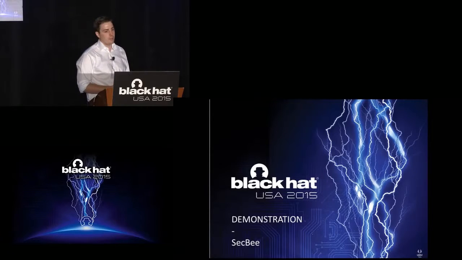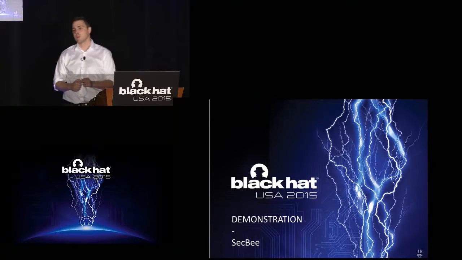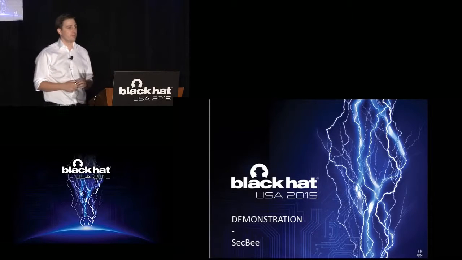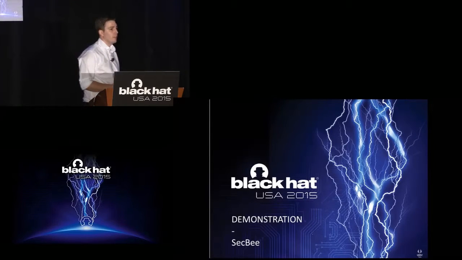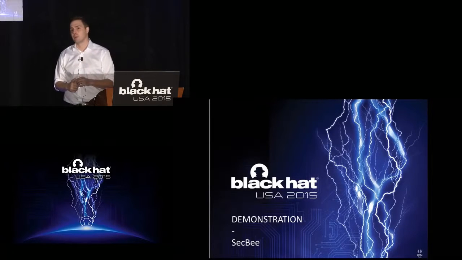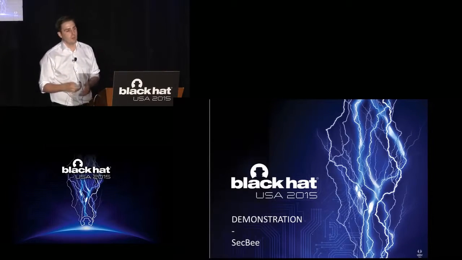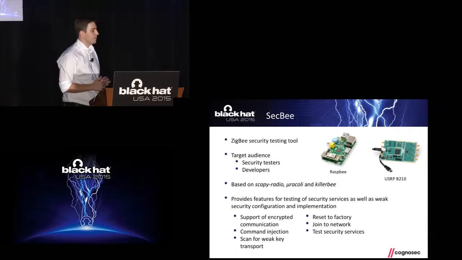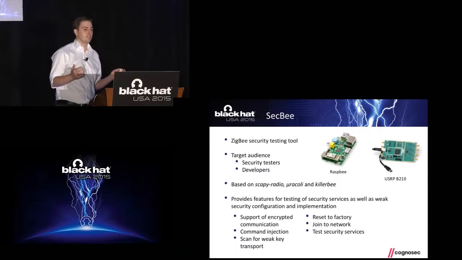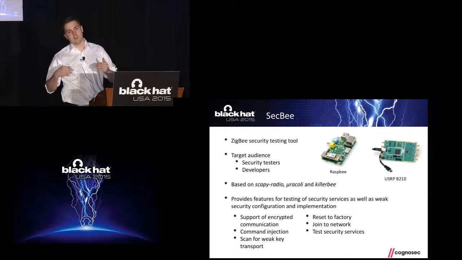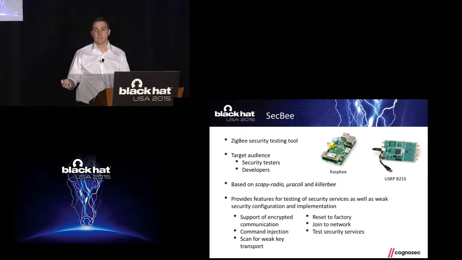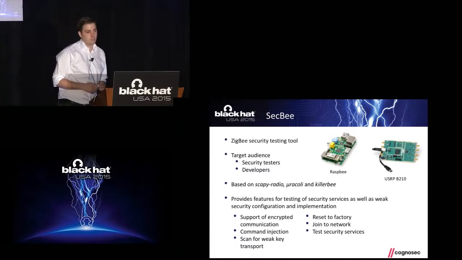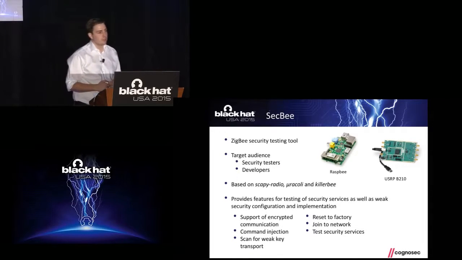So now we come to the fun part, to our demonstration. We had to build a new tool for that kind of stuff. ZigBee testing tools are out there, but they were not really sufficient for our needs. We had to build some additional stuff, merge them, take the best of them and do a new one. So our target was to make some kind of automated scanner, also targeted at developers, so they could check their implementations of the security service and that kind of stuff. Our tool is based on ZigBee Radio, KillerBee, and Miracoli. As I said before, we merged them and extended them.